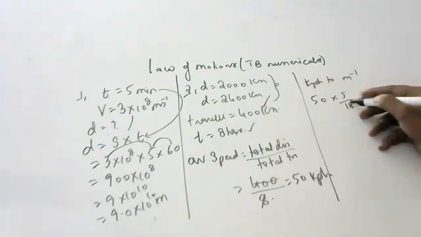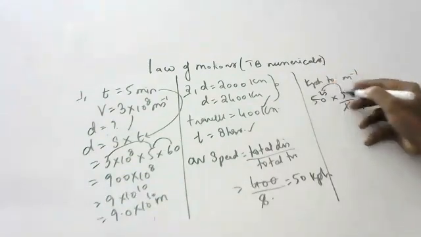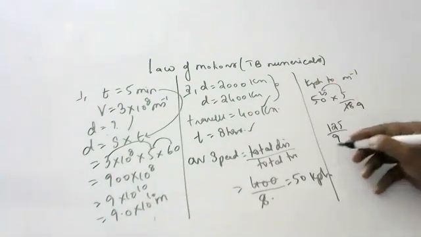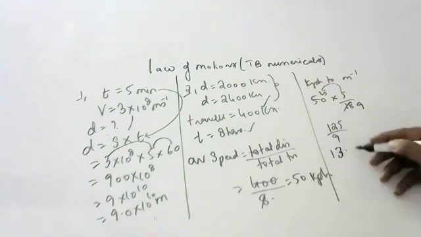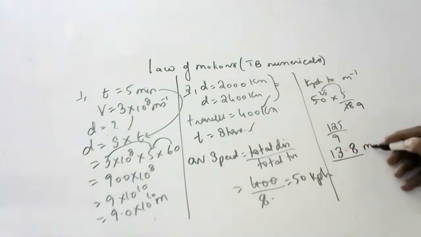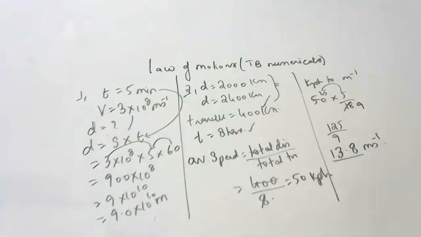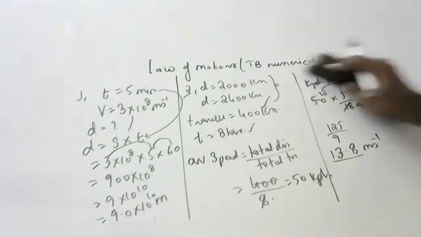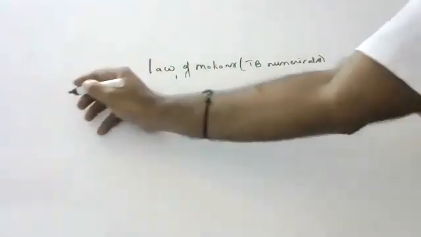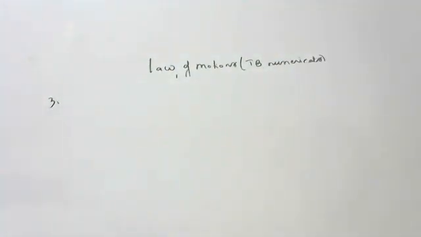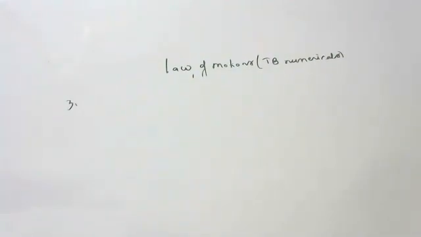Okay, children. 9 ones are 9, 9 threes are 27. So 13.8 meters per second. Next question. Textbook sums only, children. We have to do total distance by total time, children. That's it. Third question.